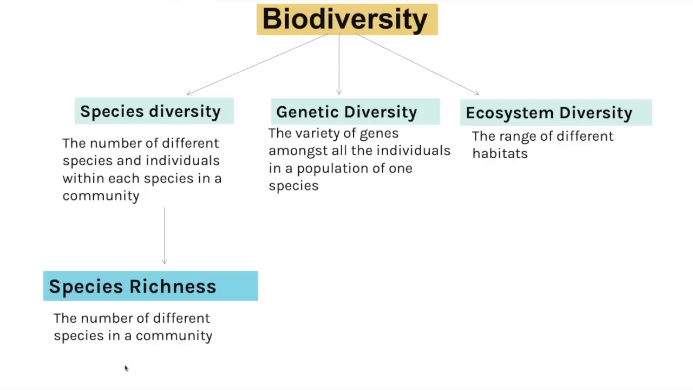So the final thing is looking at biodiversity. And there's different ways that you can classify and measure biodiversity. It could be looking at the range of different habitats that exist. It could be the variety of genes amongst all the individuals of a population of one species. Or it could be looking at the number of different species and individuals within each species in a community. Species diversity as well, if we go into that further, that takes into account species richness. And species richness just means the number of different species in a community.